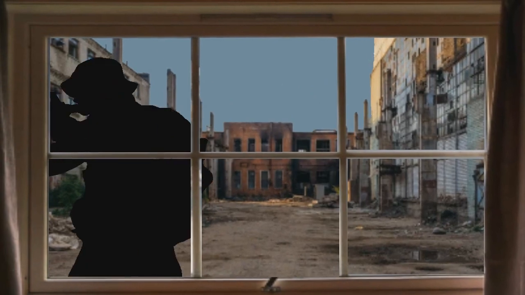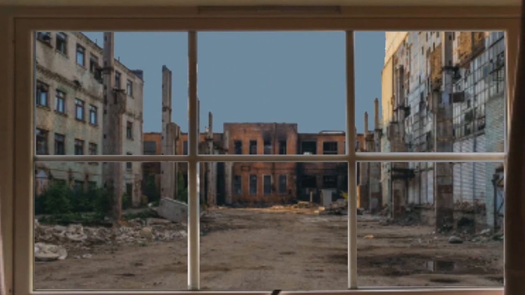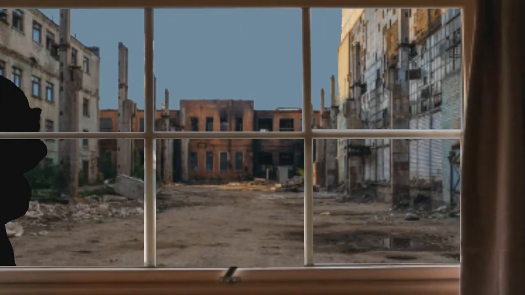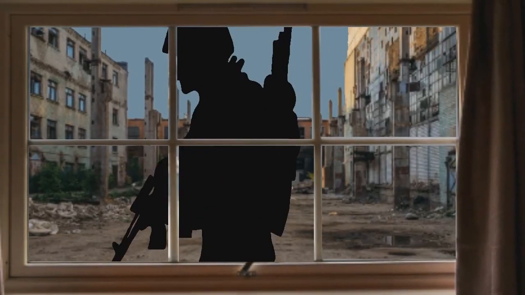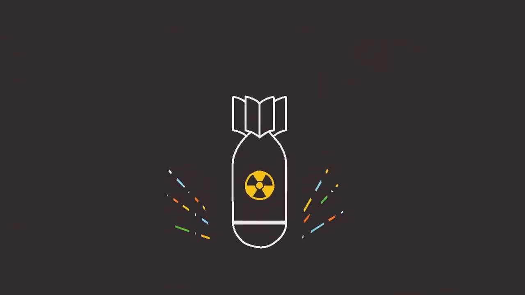Germany surrendered on May 8, 1945. Japan formally surrendered on September 2, 1945, after a nuclear bomb had been dropped on Nagasaki. This was the only time a nuclear weapon has been used in a real war.